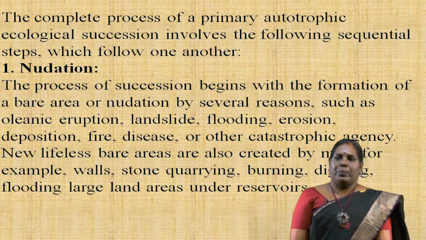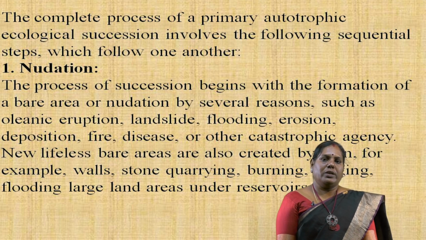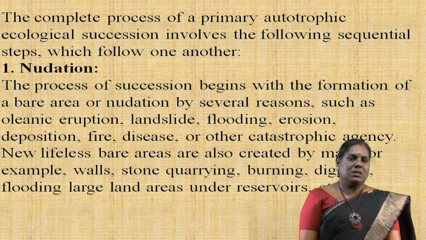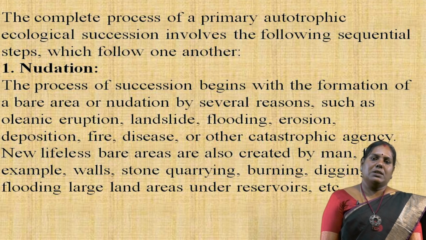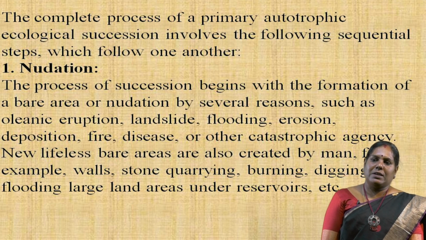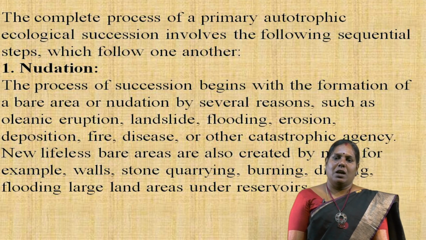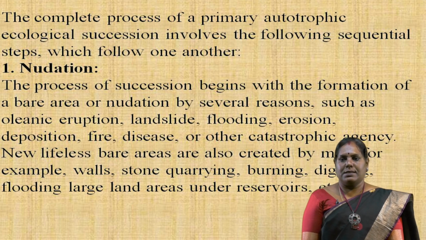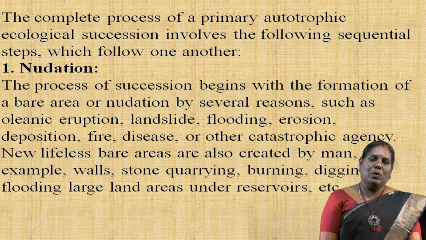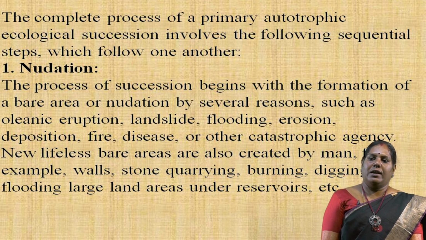Then the complete process of primary autotrophic ecological succession involves the following sequential steps, which follow one another. The first step in this primary autotrophic ecological succession is nudation. What is nudation? Nudation means the process of succession begins with the formation of a bare area by several reasons such as volcanic eruption, landslide, flooding, erosion, deposition, fire, disease or other catastrophic agency. New lifeless bare areas are also created by man, for example, walls, stone quarrying, burning, digging, flooding large land areas under reservoirs, etc. These also cause nudation.